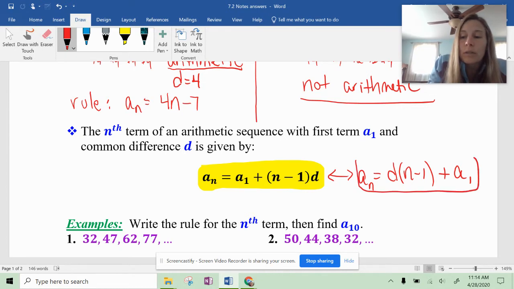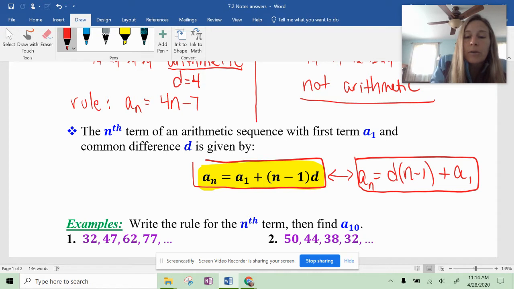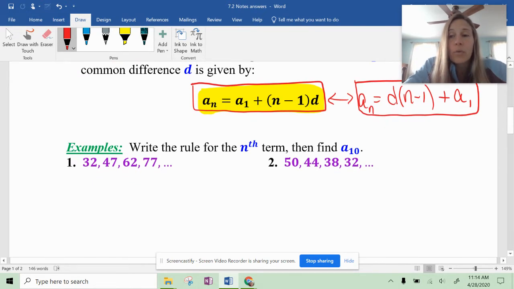It's the same thing. It doesn't matter. I'm just making it a little bit easier to work with. So whether you want to use it this way, or the way it's already written down, it's the same thing. Basically, you're going to take that common difference, multiply it by the n that you're looking for minus 1, and then add that first term, whatever it is. We're going to use that formula to write the rules for this next section here, and then we're going to use it to find a sub 10. So a sub 1 is basically just the first number in your sequence.